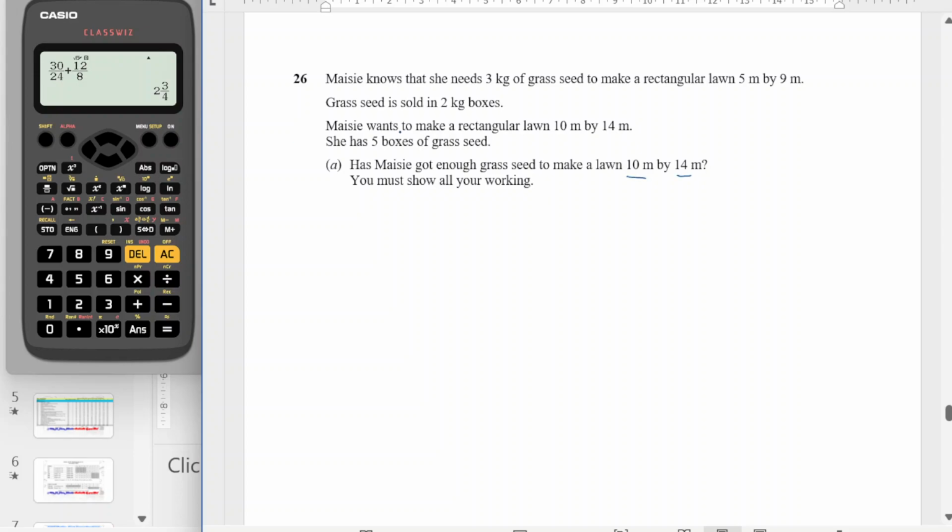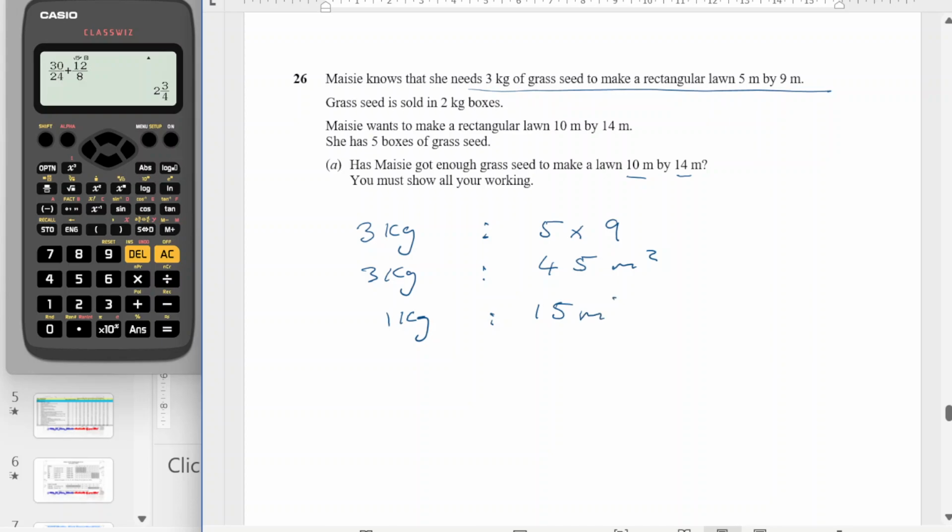Okay, so I'm going to leave that second part of information and I'm going to just focus on this. So 3 kilograms is enough to cover a lawn that is 5 by 9. So the area of that would be 45 meters squared. So 3 kilograms will cover 45 meters squared, which means that 1 kilogram would cover 15 meters squared. And I'm going to use that. That's my conversion that I will use later on in the question.